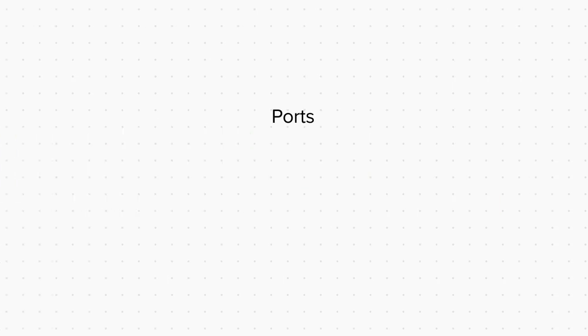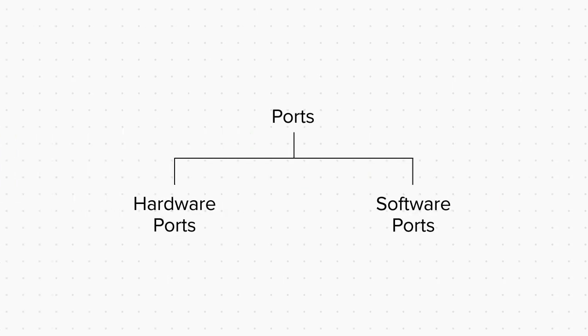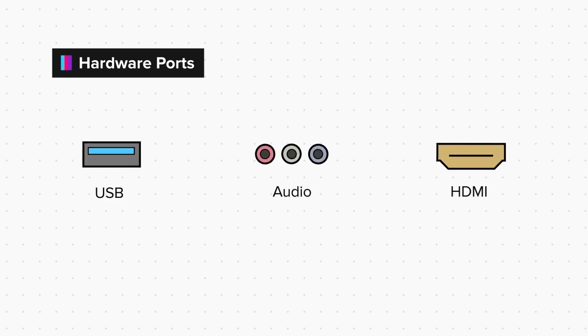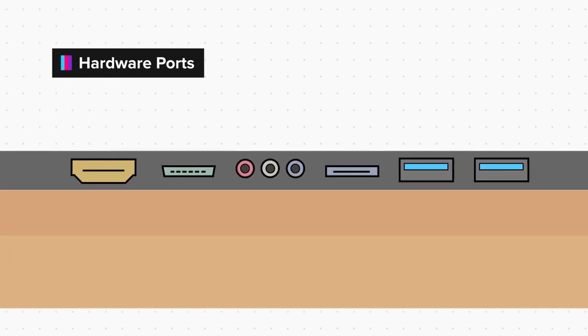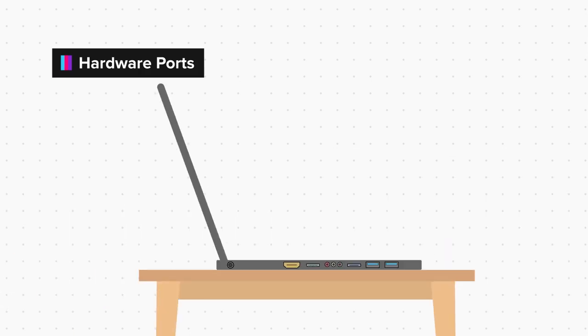Ports can be of two types, hardware ports and software ports. Let us look at hardware ports first. So you might have heard of terms like USB port, audio port, HDMI port, right? For those of you who haven't, they are those little openings on the sides of your laptop or at the back of the CPU, and you use them to plug in earphones or connect your pen drives to your device. So, hardware ports are simply gateways to get inside the system and interact with the hardware.